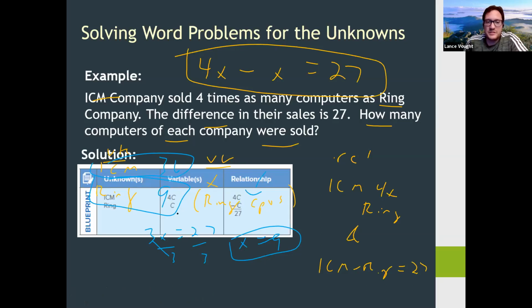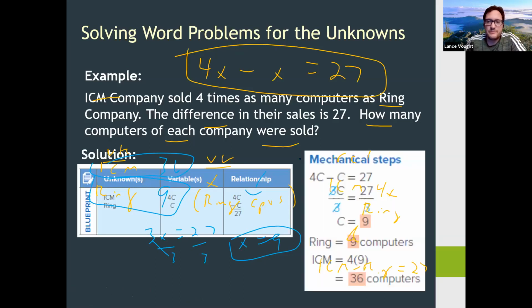I guess they use C instead of X. But they got the same equation we did. 4x minus x equals 27, or 4c minus c equals 27. And then I guess I'll erase my work so you can see this. So 4c minus c, get 3c, c equals 9. That's Ring's computers, which are 9. 4 times 9 is 36, or you could have done 9 plus 27, which is 36.